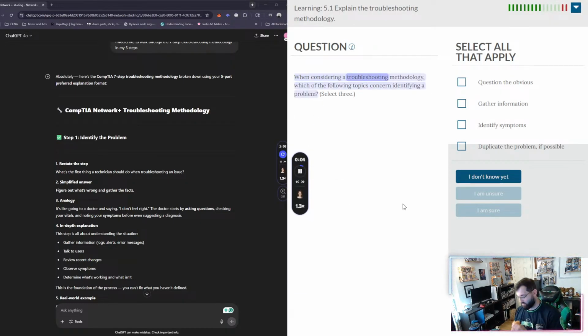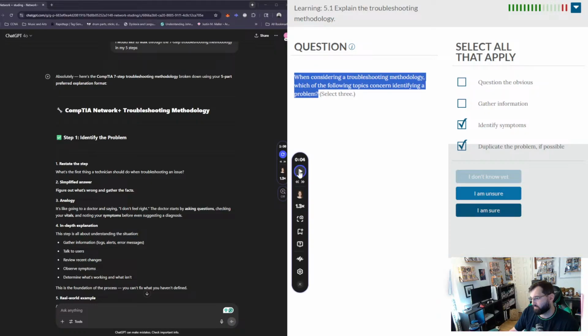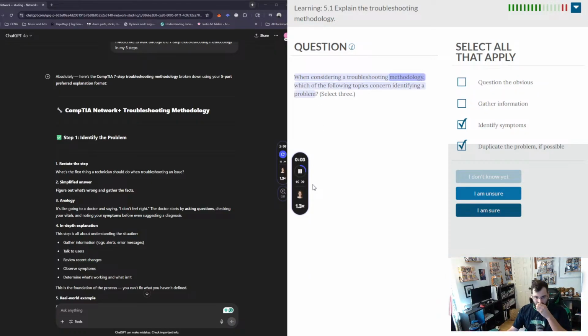When considering a troubleshooting methodology, which of the following topics concern identifying a problem? We need 3. When considering a troubleshooting methodology, which of the following topics concern identifying a problem?